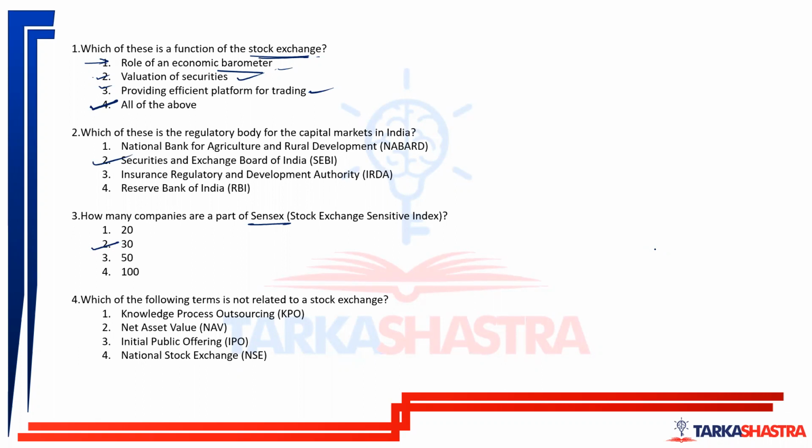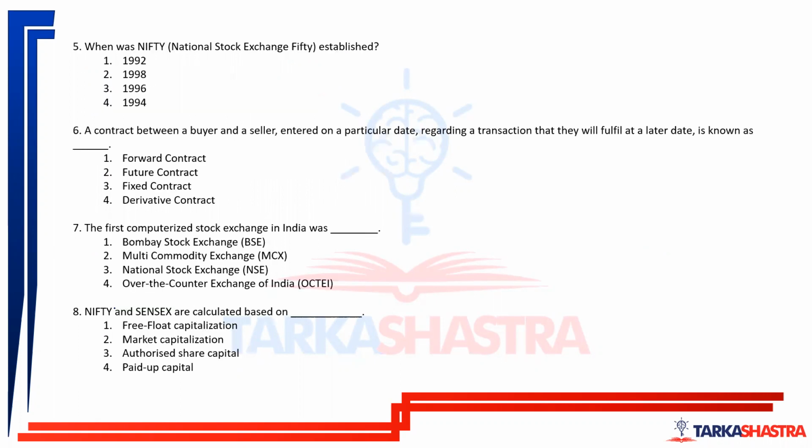Which of the following terms is not related to stock exchange? Knowledge process outsourcing. Okay, this is something like knowledge transfer. Net asset value, part of stock exchange. Initial public offering, national stock exchange. So obviously, option 1 is your answer. Then, when was Nifty established? National Stock Exchange 50. Nifty was established in 1996.